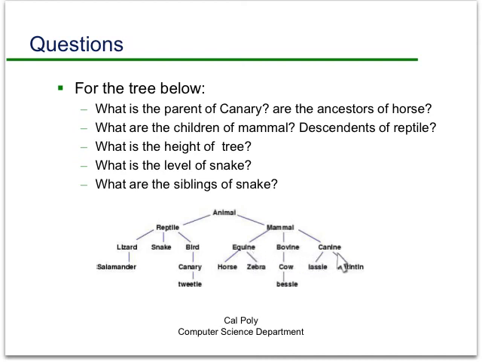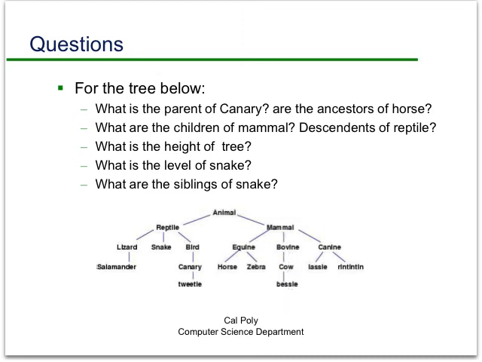And what are the descendants of reptile? Well, now we basically get everything that's below reptile in the tree. So we get lizard, salamander, snake, bird, canary, and tweety. What is the height of the tree? Well, we need to look for the longest path, and this is the longest path. It has length 4, so that means the height of the tree will be 4.